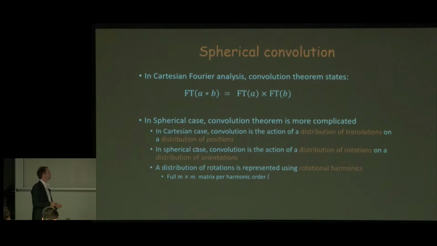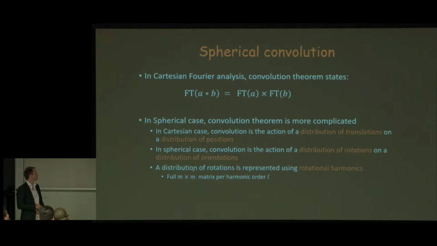And in this case, you can start thinking about the convolution on a sphere as the action of a distribution of rotations on a distribution of orientations. So then it gets really messy, because you can't represent rotations as spherical harmonics, because there's three parameters for a rotation, the three Euler angles, whereas the spherical coordinates are just two coordinates. And you have to represent them using this thing called rotational harmonics, which is, I guess, the equivalent basis to spherical harmonics, but for rotations.